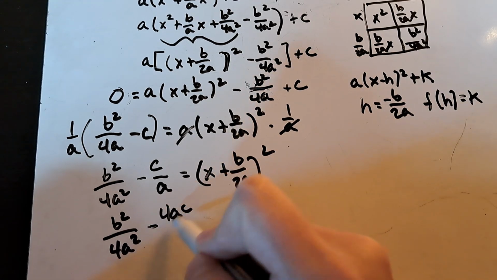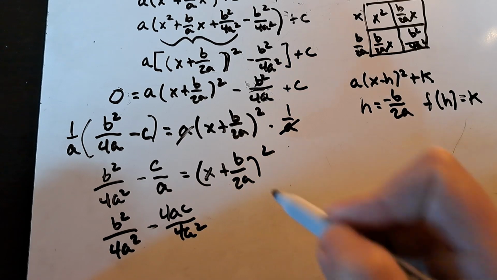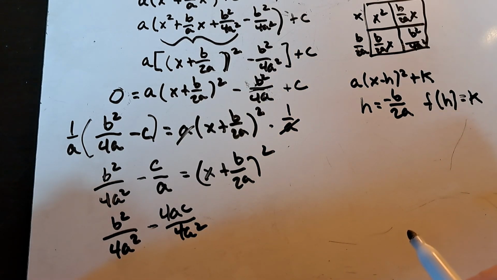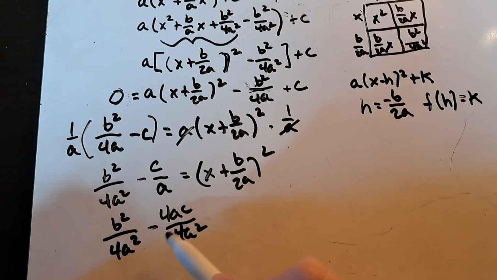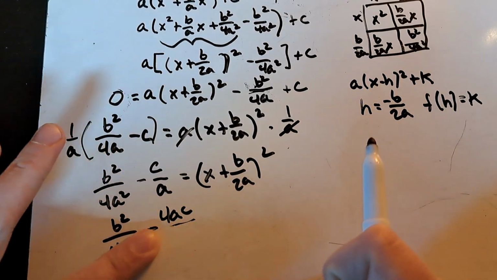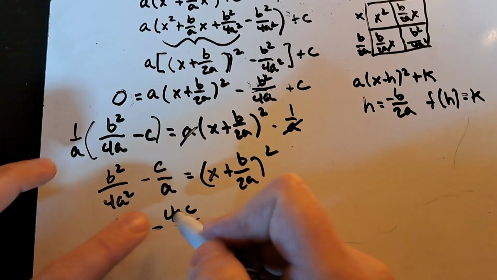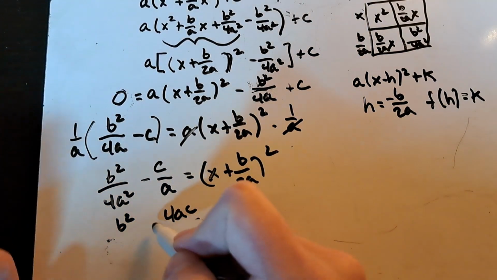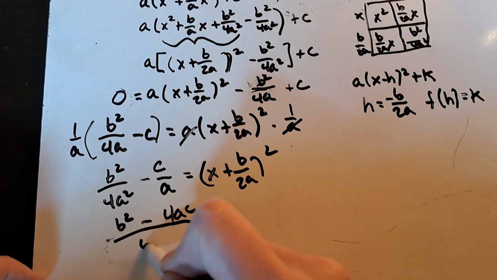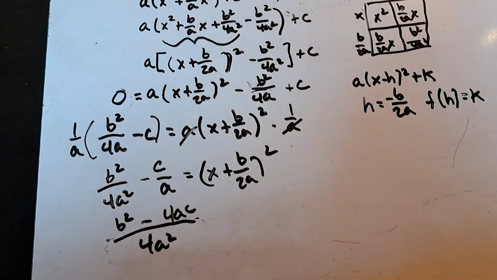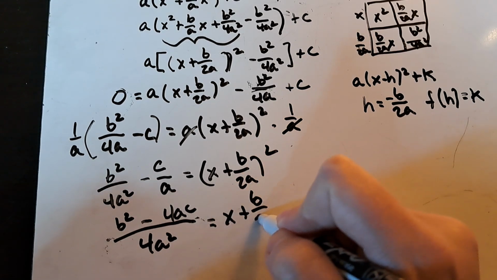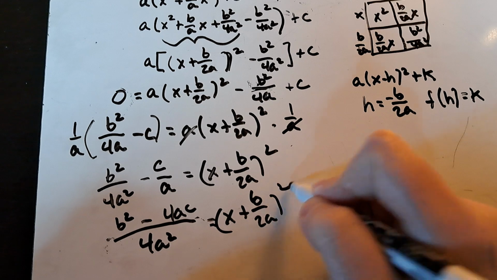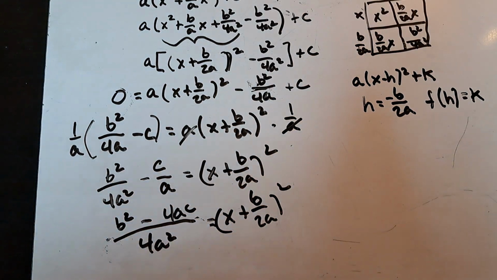4ac all over 4a squared. Okay? And notice that now that I have this common denominator, I can put the whole thing over 4a squared. And now I have this isolated on the right-hand side.